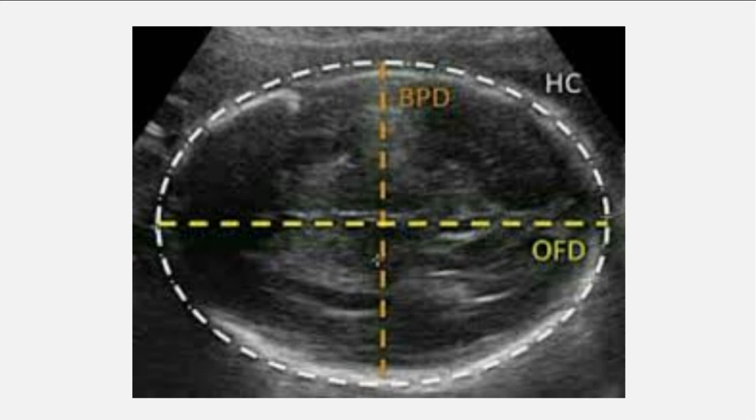Okay, so here is going to be an acceptable picture that you can use for your BPD and your head circumference on an anatomy scan. If you look, I know it's a grainy picture, it's not the best picture in the world. Here we have the front of the baby's head, back of the baby's head. Here we have our thalamus.